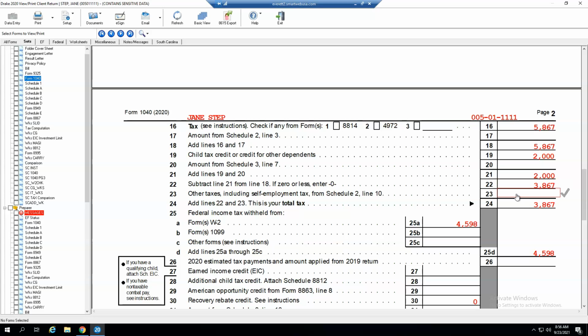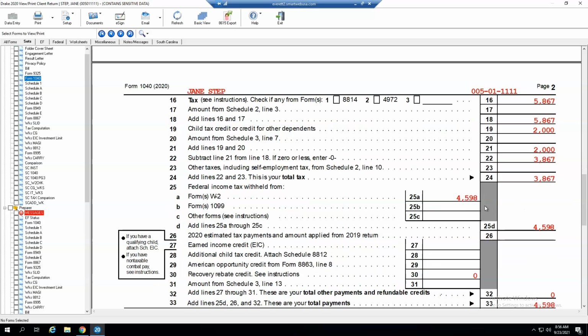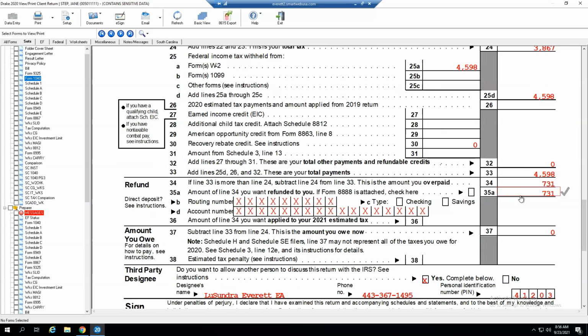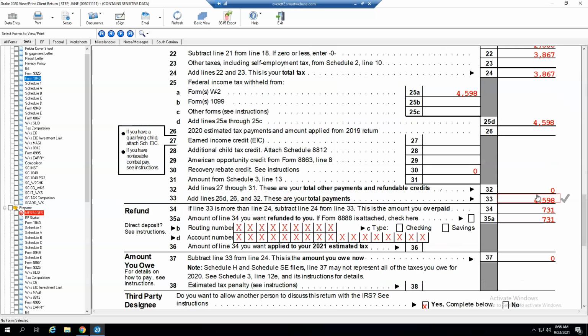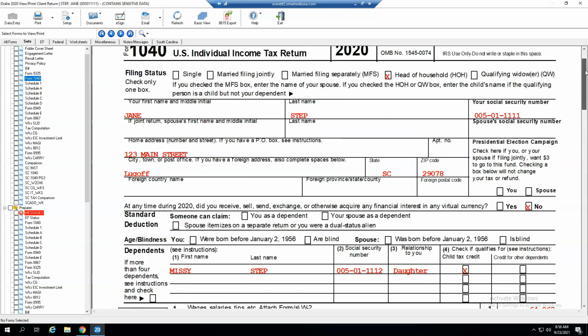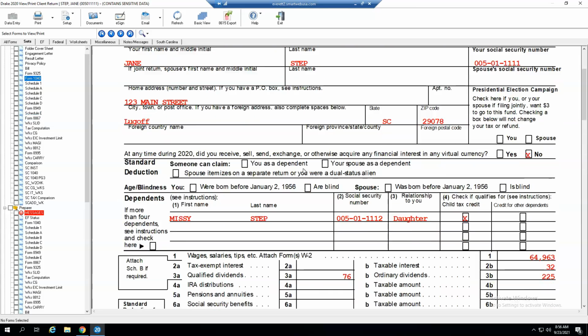She doesn't have any other self-employment tax here. So her total tax due is $3,867. She had $4,598 withheld from her W-2. And so that's her total payments in. So if you take that $4,598, subtract her tax of $3,867, that's what leaves her with a refund of $731. Okay, so that is the summary of the 1040. Let's get into the return.